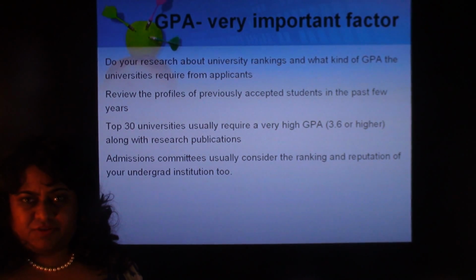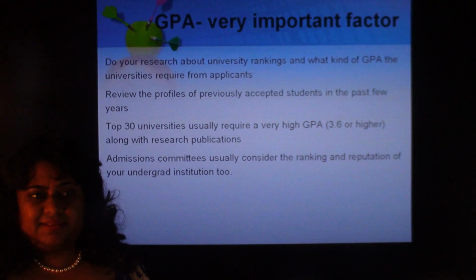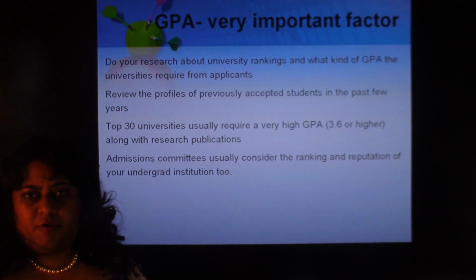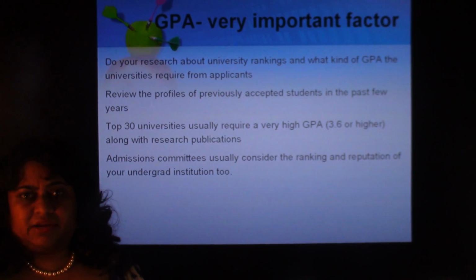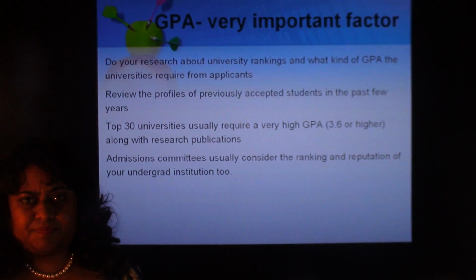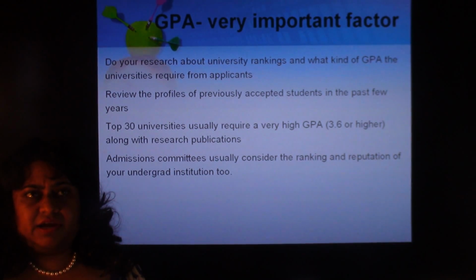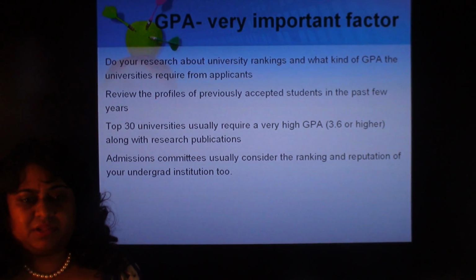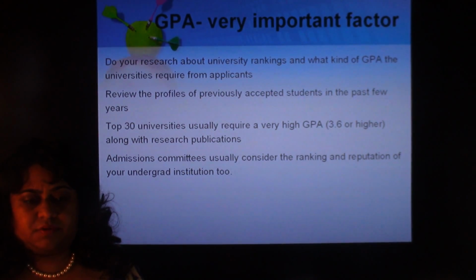GPA is the most important factor. So in your undergrad, suppose you were an engineering student in India and you had an overall percentage of between 60 to 70%, then you shouldn't even be applying to the top 10 or top 20 universities because your chances are very slim, unless you have a research paper published in the topmost journals, unless you have maxed the GRE and GMAT, or you have an Olympic gold medal or something that will make up for the low GPA. The GPA is one of the most important factors that universities consider.